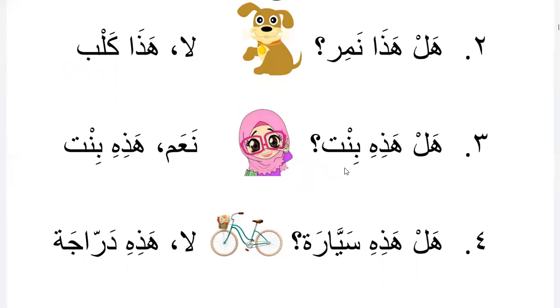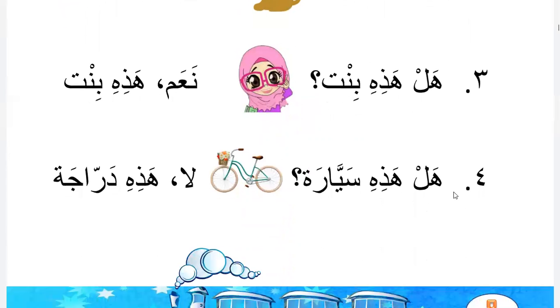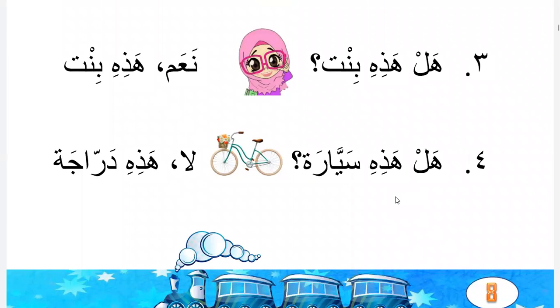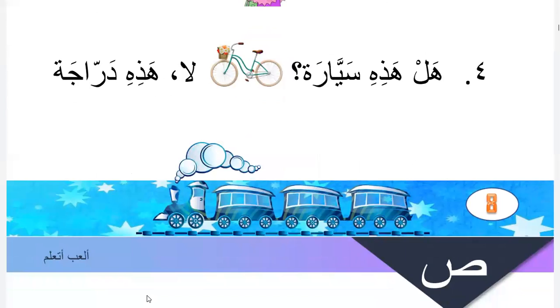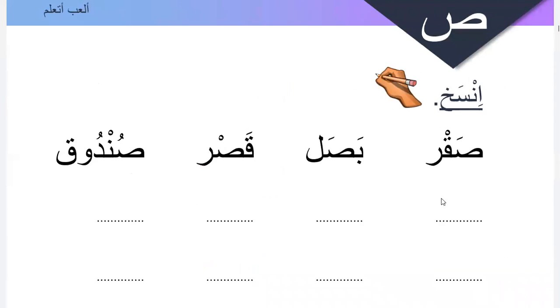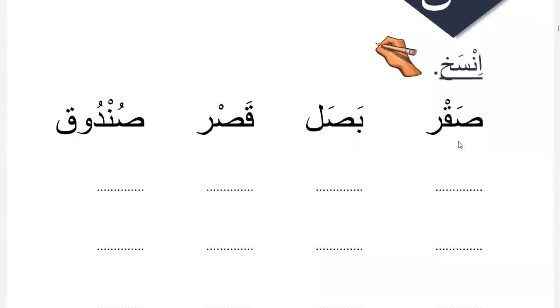Hal hazihi bint? Is this a girl? Naam, hazihi bint. Yes, this is a girl. Hal hazihi sayyara? Is this a car? La, hazihi darraja. No, this is a bicycle. Good.